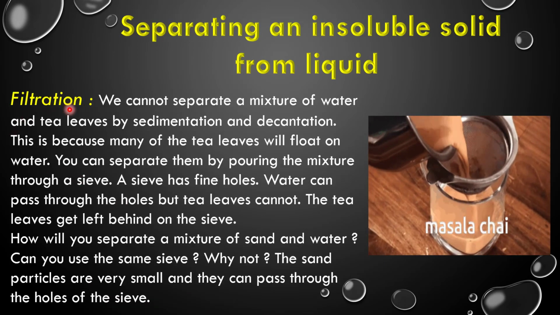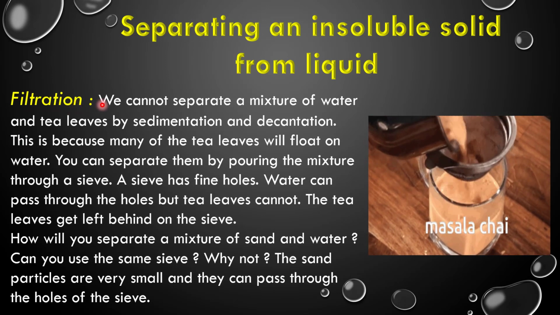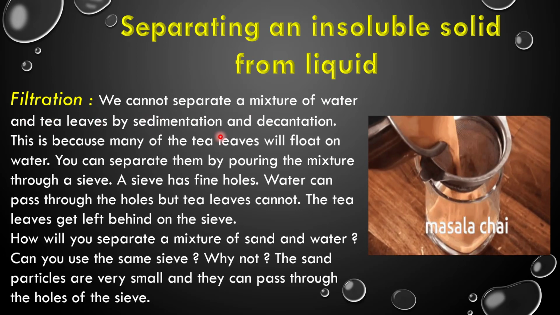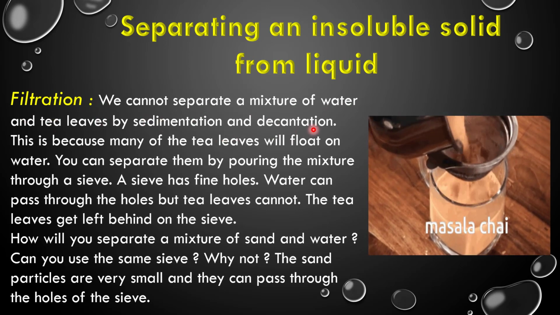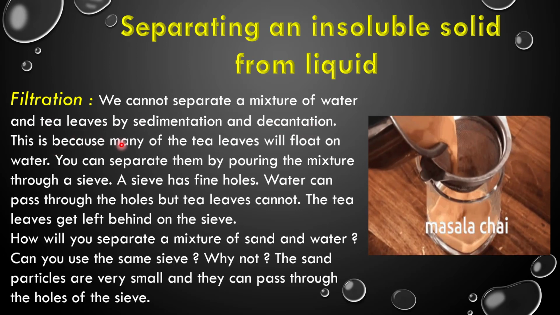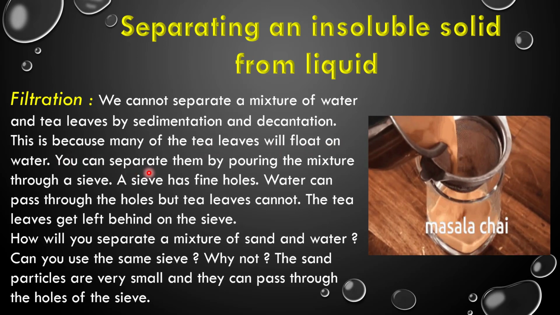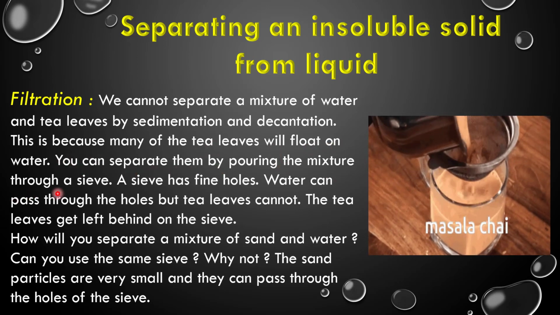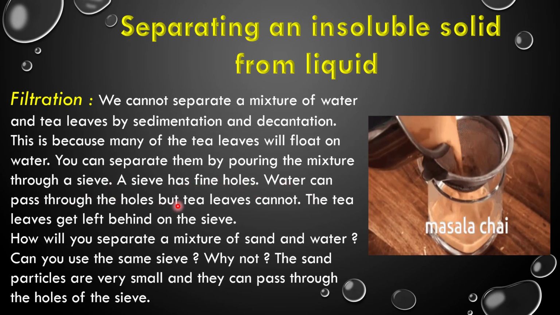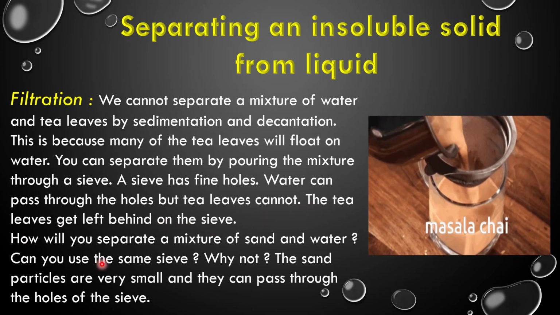Now next is filtration. This is another method to separate an insoluble solid from a liquid. We cannot separate a mixture of water and tea leaves by sedimentation and decantation because tea leaves are not going to settle down. This is because many tea leaves will float on water. We can separate them by pouring the mixture through a sieve. A sieve has fine holes. Water can pass through the holes, but tea leaves cannot. The tea leaves get left behind on the sieve.